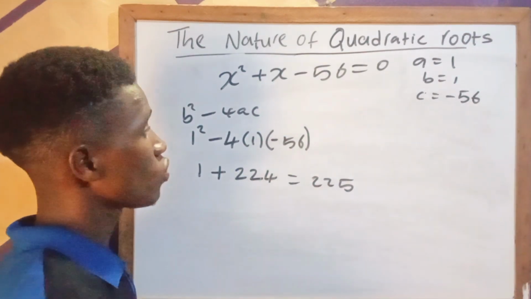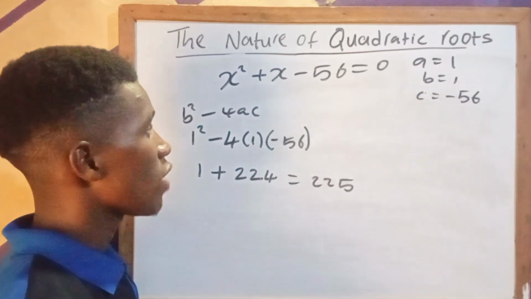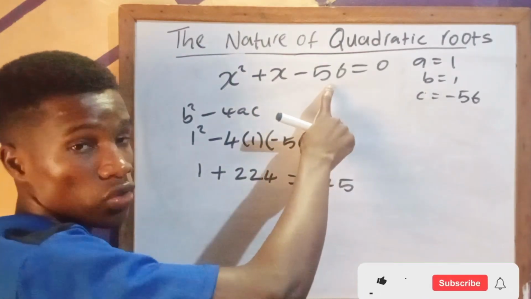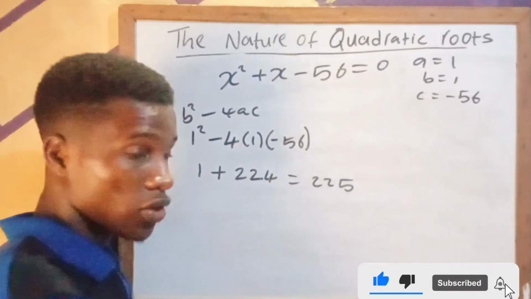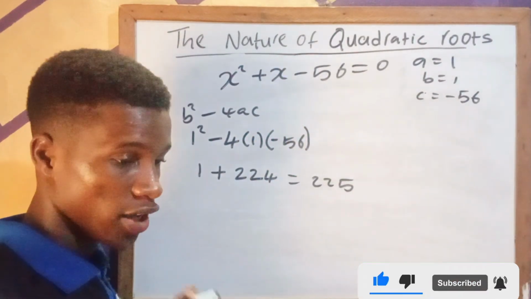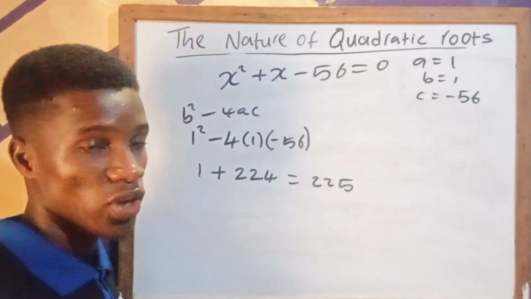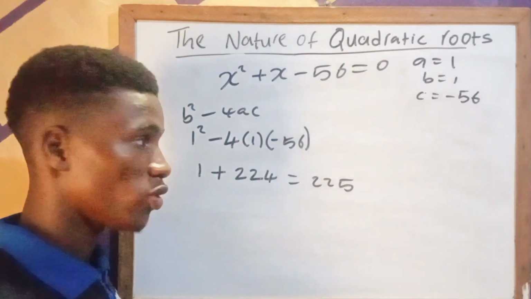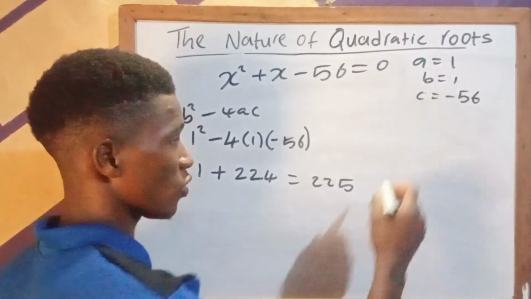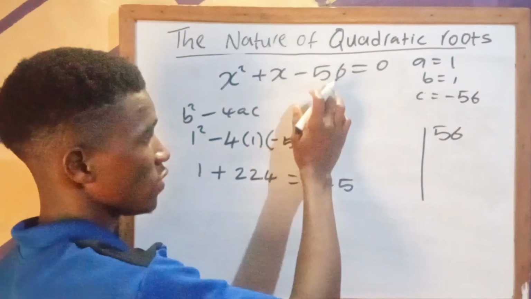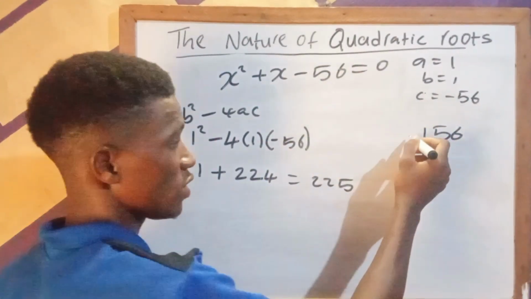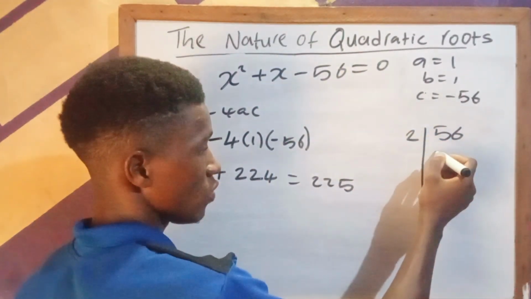So we don't need to go through the almighty formula because we can easily factorize it. So from here we are going to look for what two numbers we can multiply to give us this, so that when we add them we are going to get 1. You can use the factor method. When you have solved it multiple times, you can easily tell it by eye. But let me use the division method and show you how to do it. So here you have 56, because when you do 1 times 56 you still have 56.